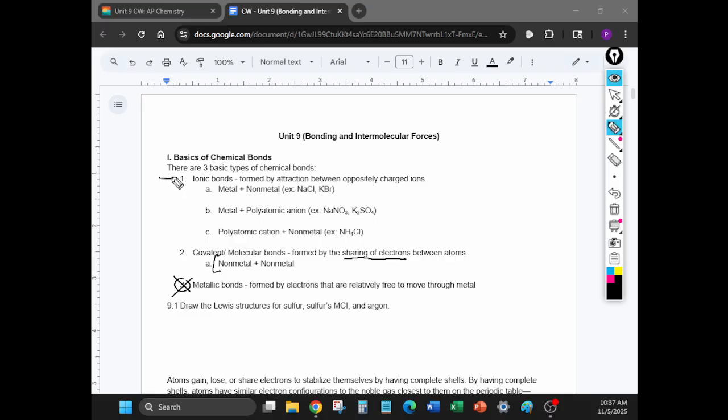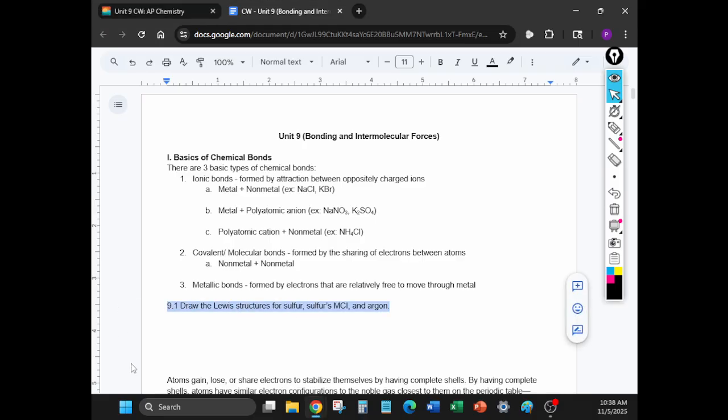So this unit is mostly going to focus on ionic and covalent bonds, so just make sure you're aware of the difference. Ionic bonds are when there are two or more ions. And covalent is where electrons are shared. But we'll get into more detail about that. All right, so a big skill in this unit is using Lewis structures.